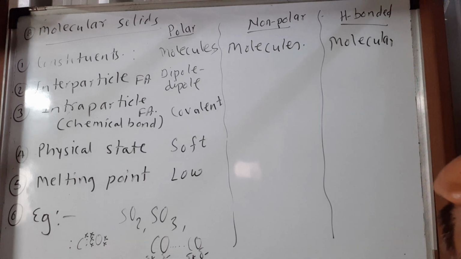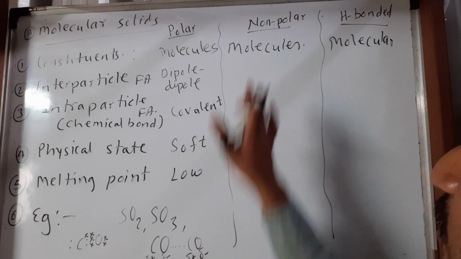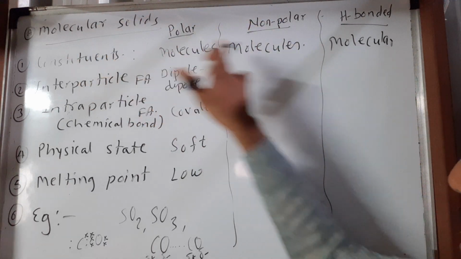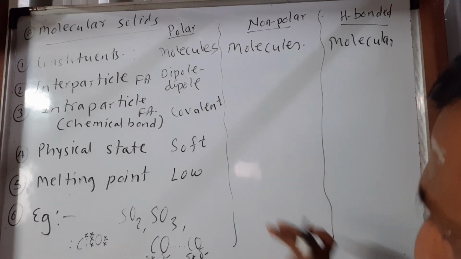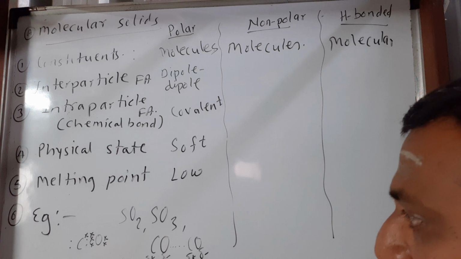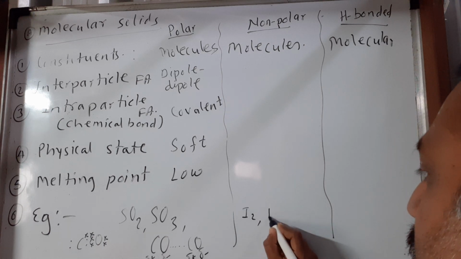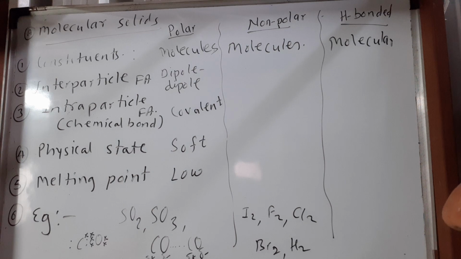Now let's see non-polar molecular solids. Non-polar crystalline molecular solids: constituents, molecules, interparticle. Before seeing these properties, let's see the examples of the non-polar molecular solids. Which ones are they? I2, F2, Cl2, Br2, H2. These are the examples of non-polar molecules.